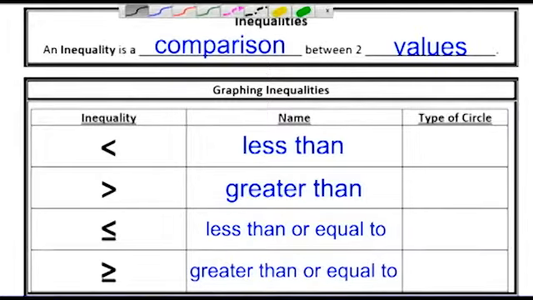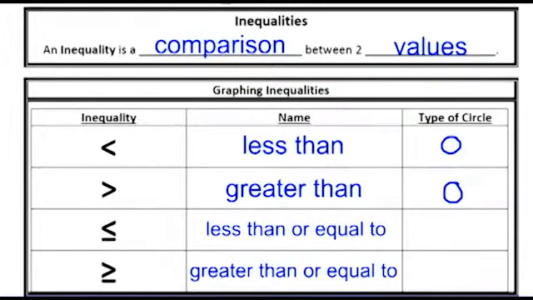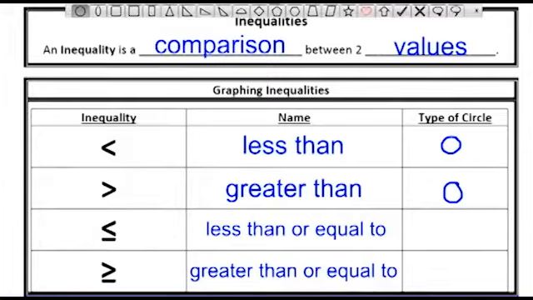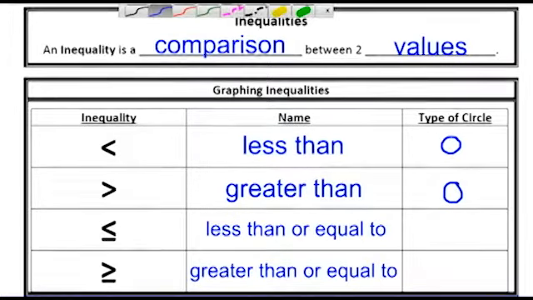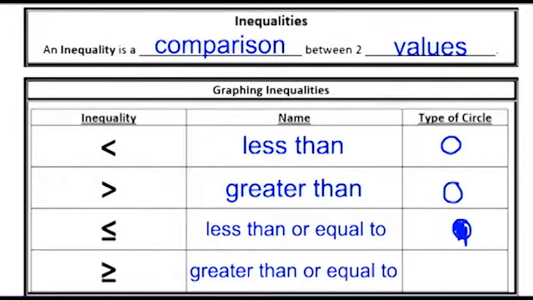When you plot, you're going to use different types of circles. If it's just less than or just greater than, it's an open circle. If it is greater than or equal to or less than or equal to, you color in the circle. Because that means that the value is included. So the value where you plot is included, whereas these empty circles mean that it's not included. All the values are somewhere else, not including that value.